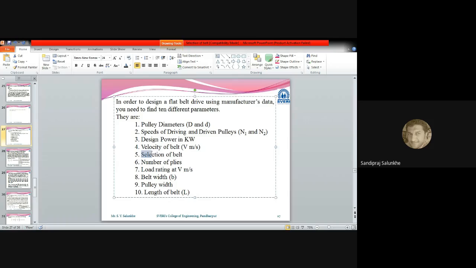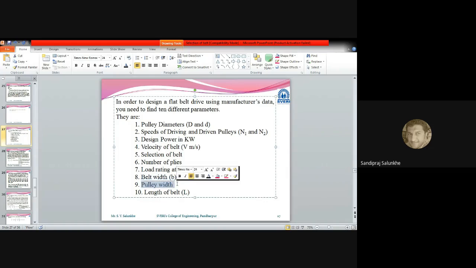Then afterwards we are going to select the belt. That particular numbering which has been given to the belt, that number we are going to select. Later on, we are going to find out how many plies are required. Plies means the layers which are required on that belt, because belts are manufactured by layers, and these are called plies. So for the flat belt, we are going to calculate number of plies which are required. And next, we are going to calculate the load rating, that is, the capacity which can be sustained by that belt drive. Then we are going to calculate width of that belt.